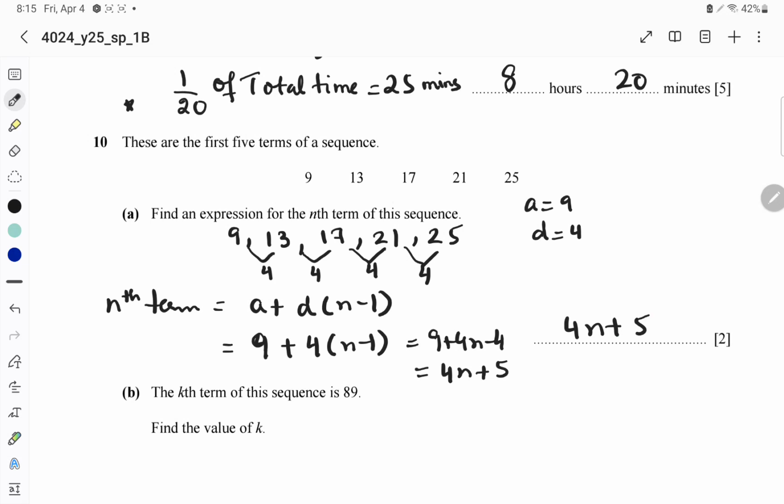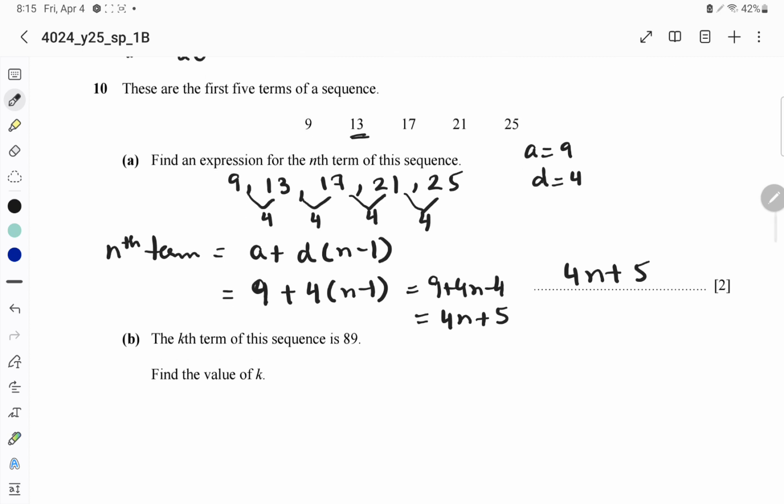You can check it as well by substituting the numbers. 4 times 1 is 4. 4 plus 5 is 9. 4 times 2 is 8, 8 plus 5 is 13, which is here. So it means it's correct.